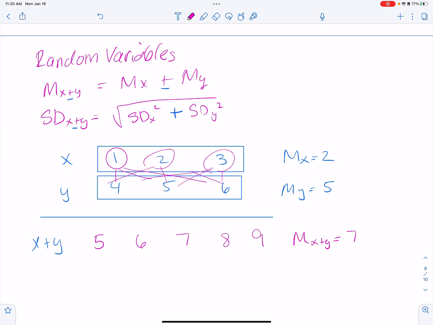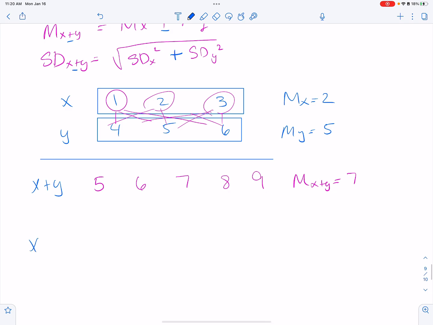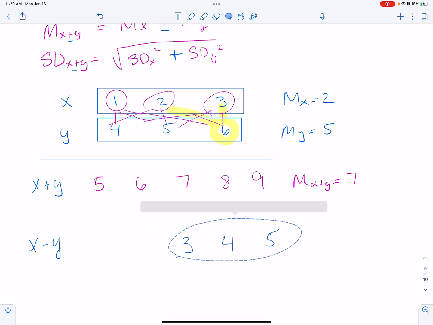Okay, the standard deviation, let's go ahead and make this into a standard deviation. And then let's subtract it also. So x minus y, we're going to do the same idea, except we're going to start with my largest one and subtract and go from there. So 6 minus 3 is 3. 6 minus 2 is 4. 6 minus 1 is 5. And then 5 minus 3 is 2. I need to move these over. These are my largest ones, sorry. 5 minus 2 is 3. And then 5 minus 1 is 4, so that's already done. And then 4 minus 3 is 1. So here is my x minus y.